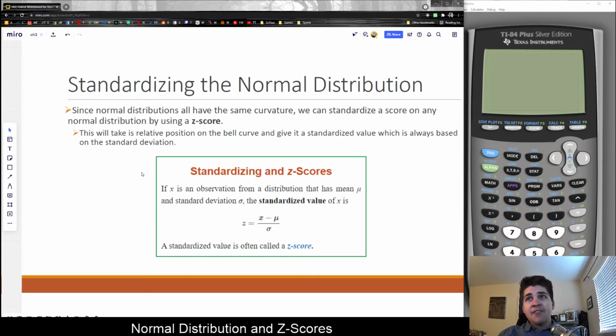It says, if x is an observation from a distribution that has mean mu and standard deviation sigma, the standardized value of x is z equals x minus mu divided by sigma.